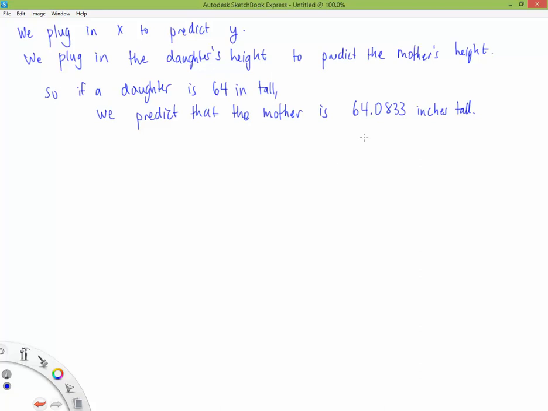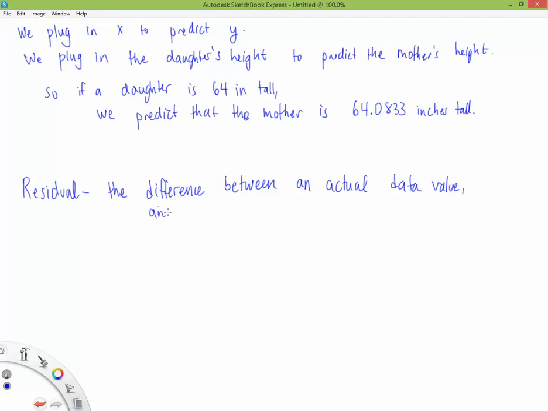So there's something called a residual, and this is the difference between an actual data value and our prediction. So that is the residual, okay?